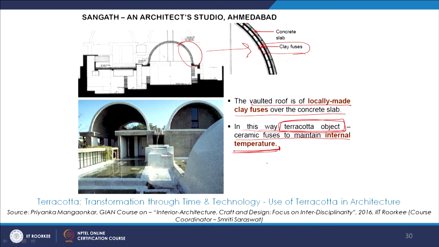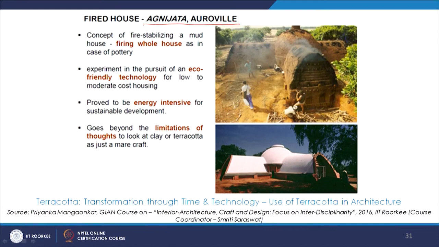So this is also being used as a microclimate modifier. This is a very famous example of the fired house Agni Jat in Auroville. And the concept that was used here was fire stabilizing a mud house, by firing the whole house, as in the case of pottery. So the whole house was fired, as we do it in pottery, so that the fire stabilization is done and this house is quite strong and stable.